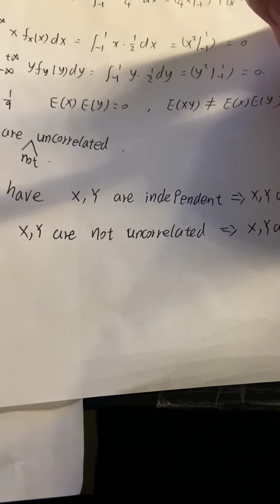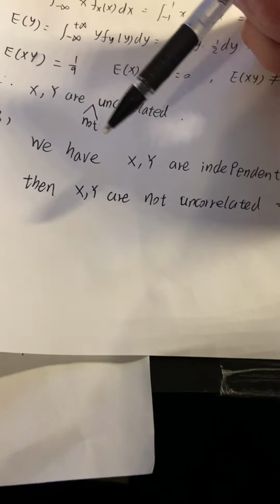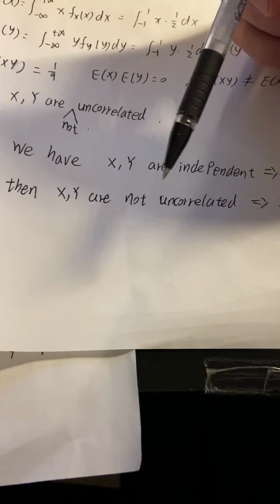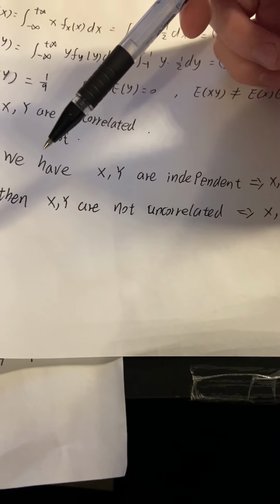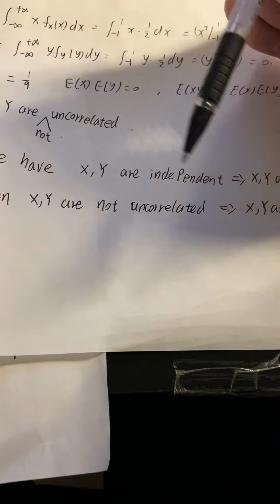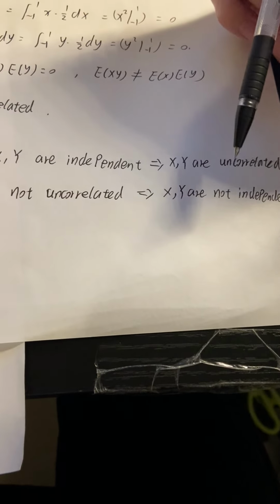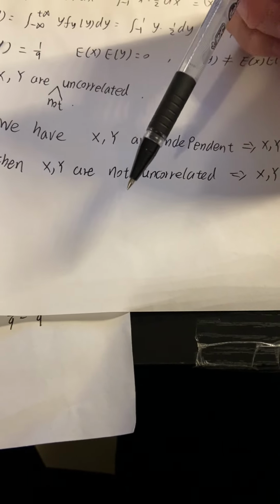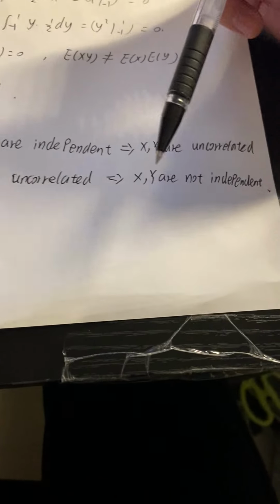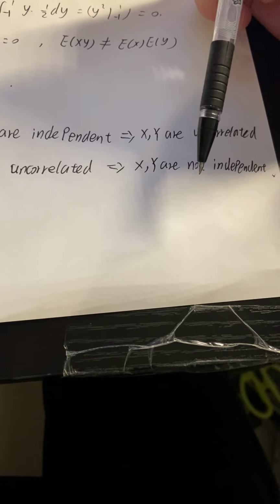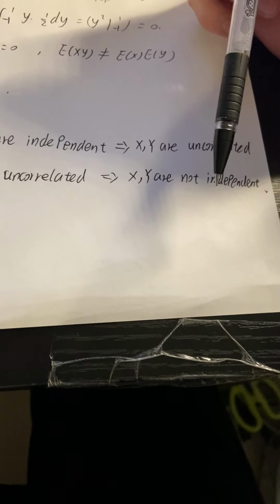The next question: are X and Y independent? We note from the theorem that if X and Y are independent, then X and Y are uncorrelated. Now we know X and Y are not uncorrelated, so we know X and Y are not independent.